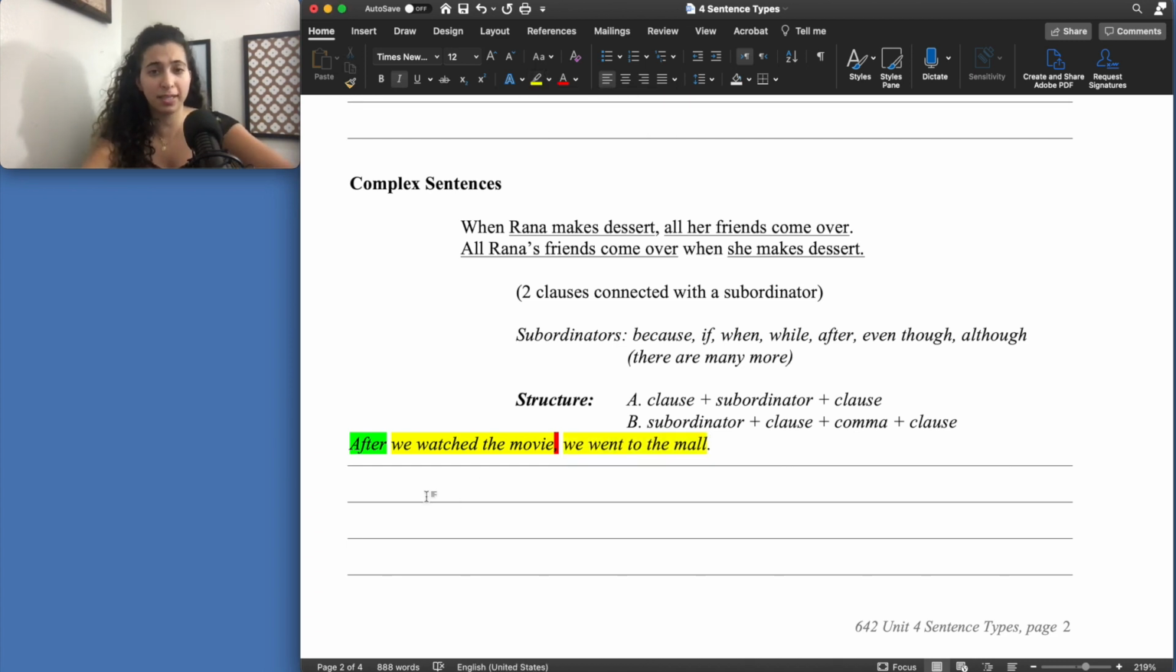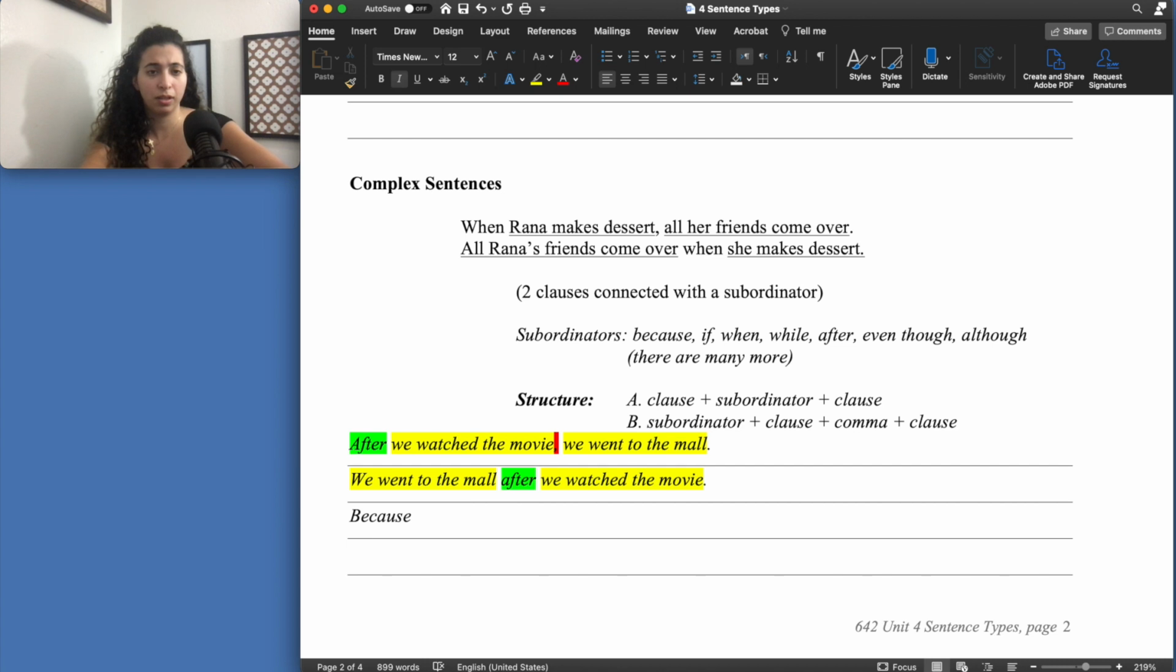We can flip the same sentence. We can say, we went to the mall after we watched the movie. Okay? The only difference when we flip them is that there is no comma. So we still have the clause, then the subordinator, and then the other clause as well. Same thing, we just flip them. We can do it either way.